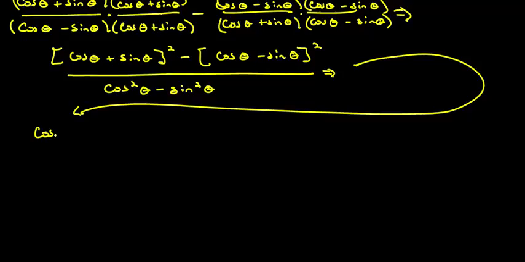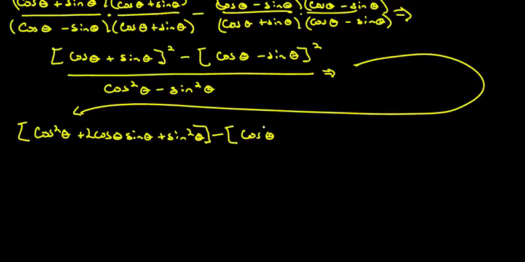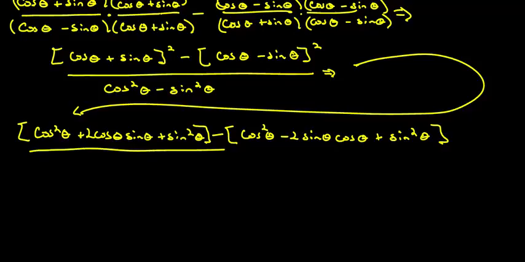This is cosine squared theta plus 2 cosine theta sine theta plus sine squared theta. That just comes from FOILing this out. So if you need to, go ahead and do the steps for that. Minus, so that's the first guy up top. Minus the second guy is going to be cosine squared theta minus 2 sine theta cosine theta plus sine squared theta. And that is all over cosine squared theta minus sine squared theta.